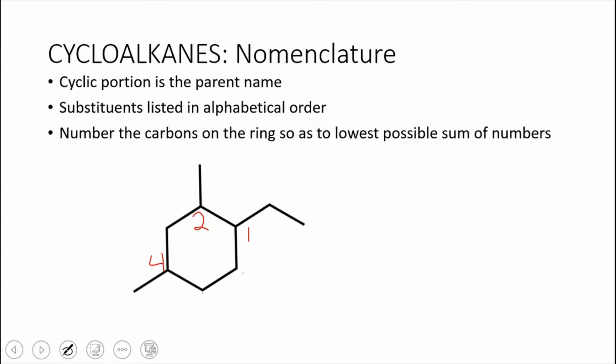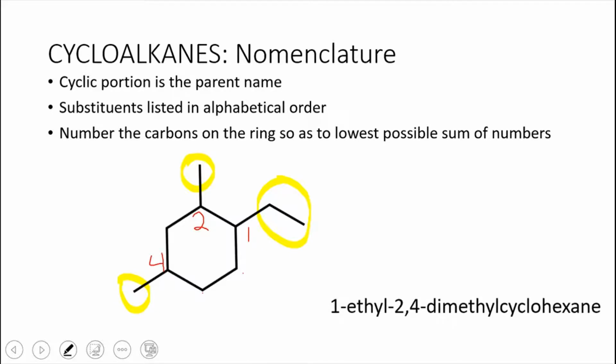Now, notice that we have a 2-carbon substituent here, which would be ethyl. And then the other 2 substituents are single carbon attachments, which would be a methyl group. So alphabetically, ethyl would come before methyl, and we would call this compound 1-ethyl-2,4-dimethyl cyclohexane.